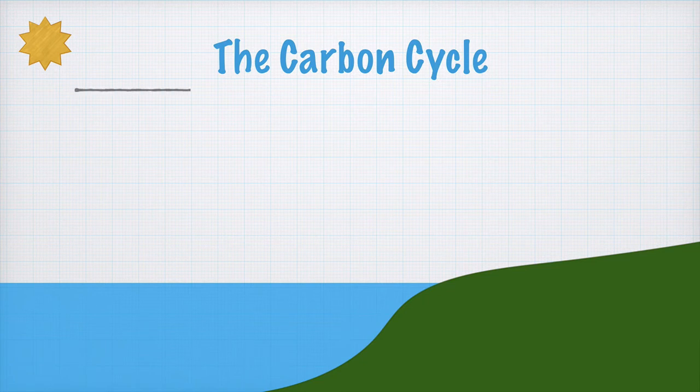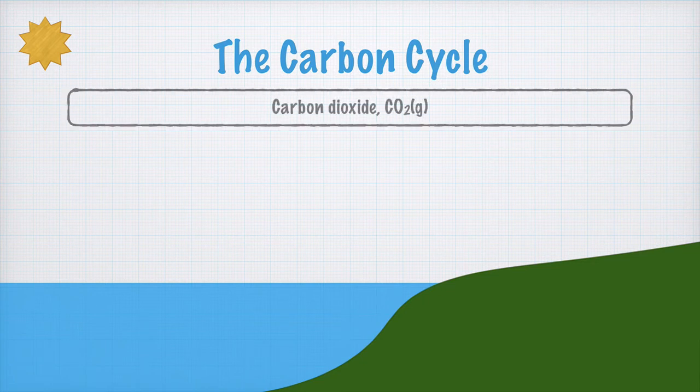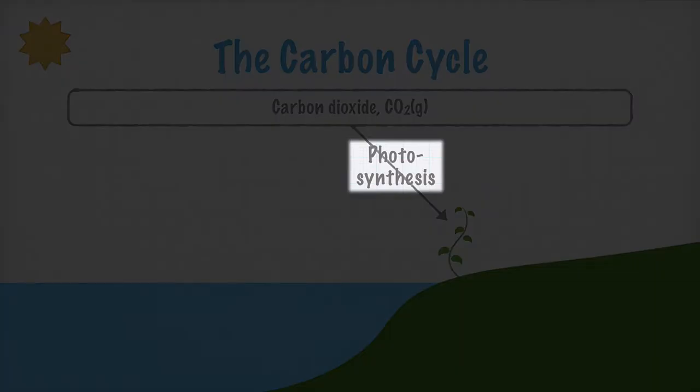Right, so in the atmosphere, there is a little more than 0.04% carbon dioxide. With help from the energy in the sunlight, plants may take up or assimilate carbon dioxide in this process called photosynthesis. In photosynthesis, carbon dioxide reacts with water to produce glucose and oxygen.